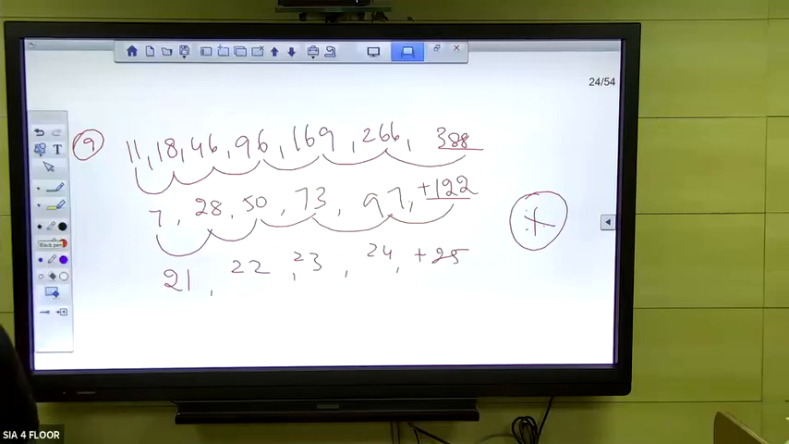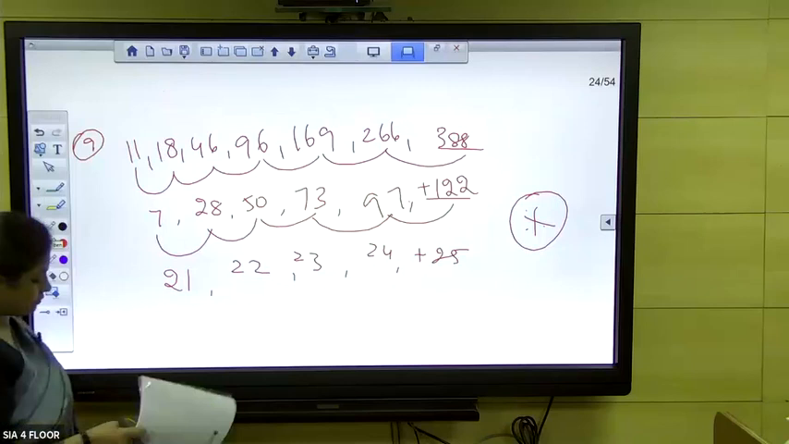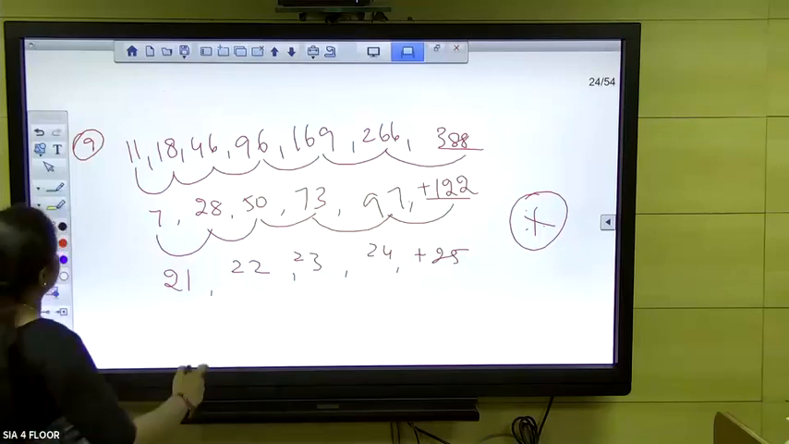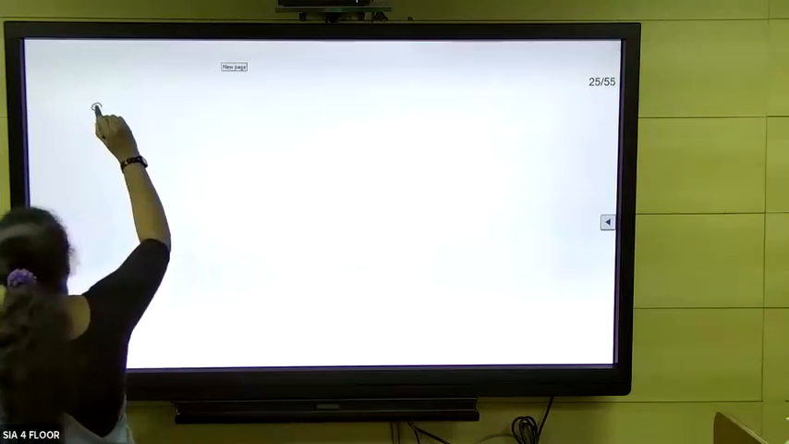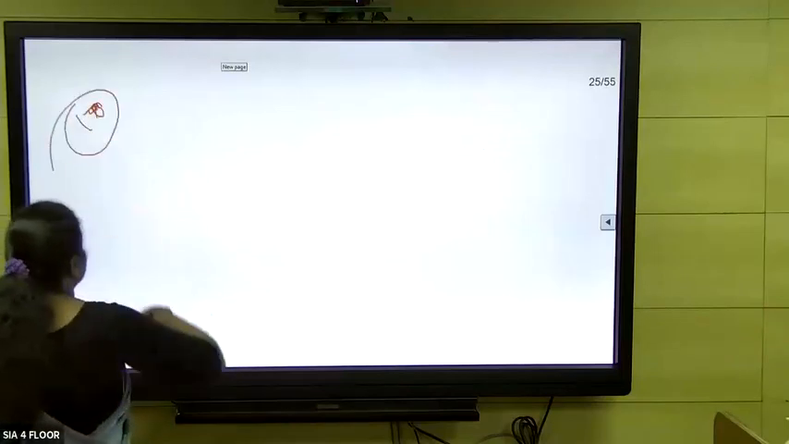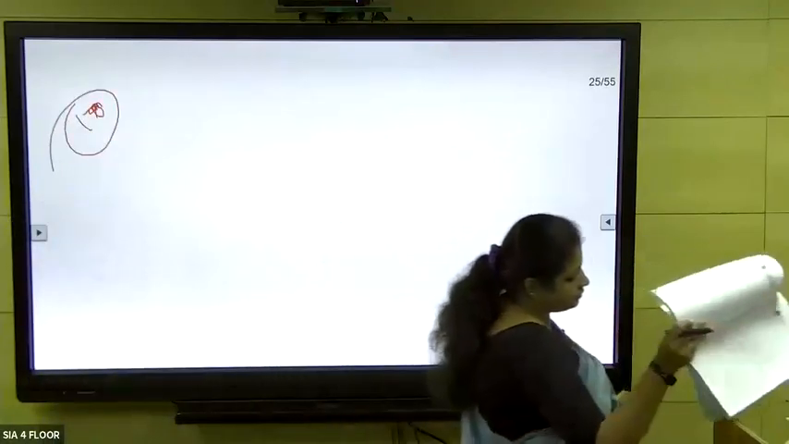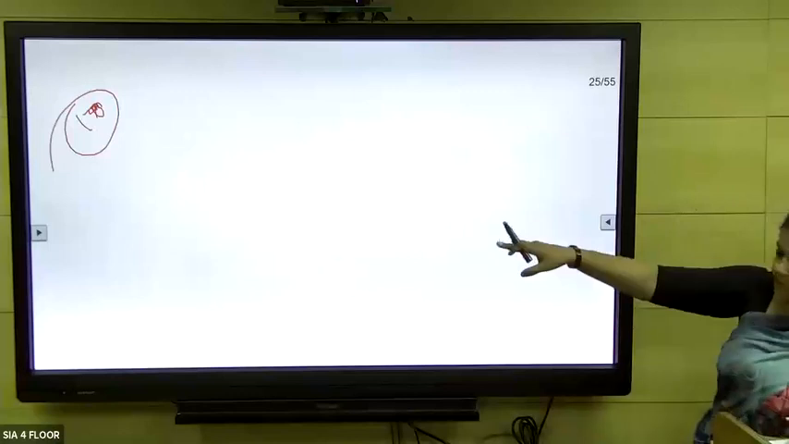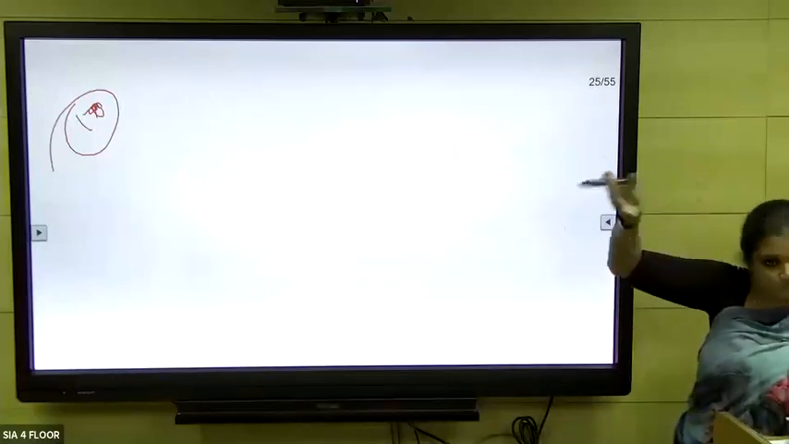I hope I can erase this. Okay, I used a different page. I didn't erase that. If you want, I'll show that later.